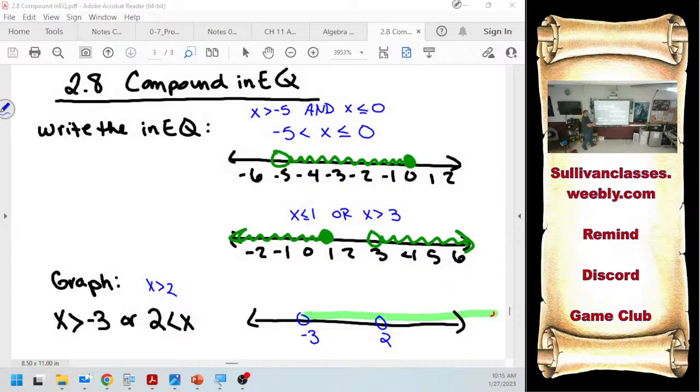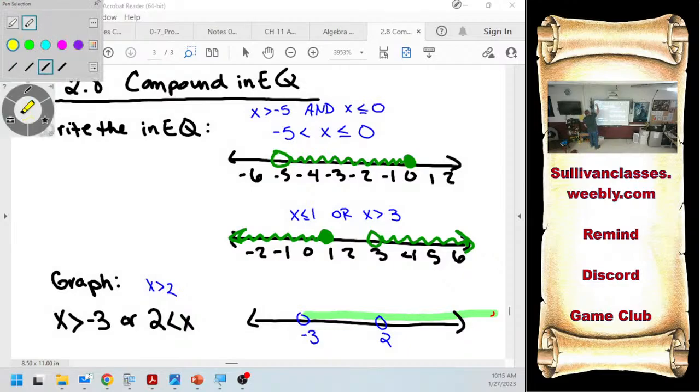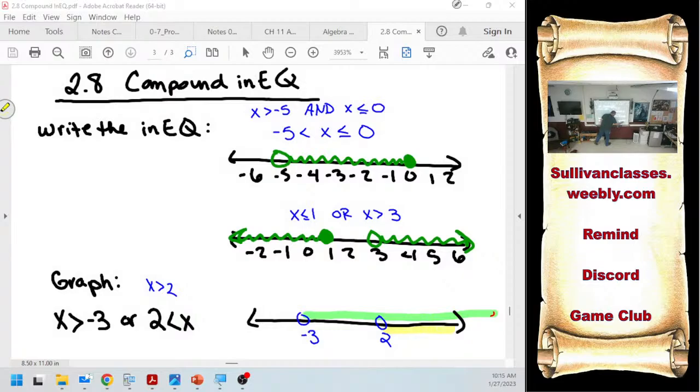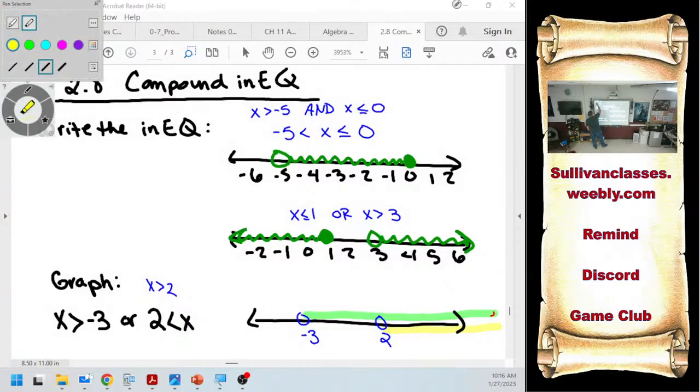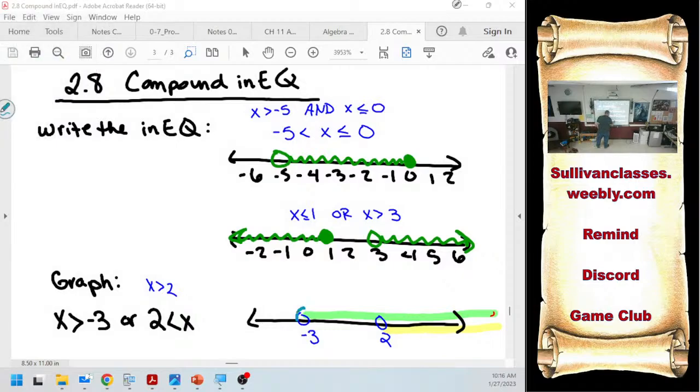X is greater than 2 tells me I would go this way. Because it says or, what's my answer? -3. From -3 onward, because with or you choose everything that's shaded. So your final answer should be x is greater than -3.